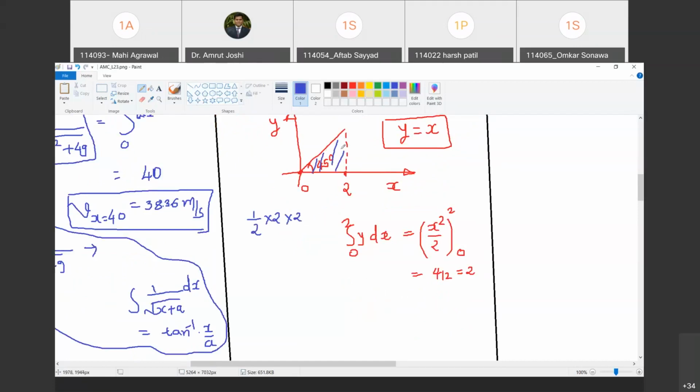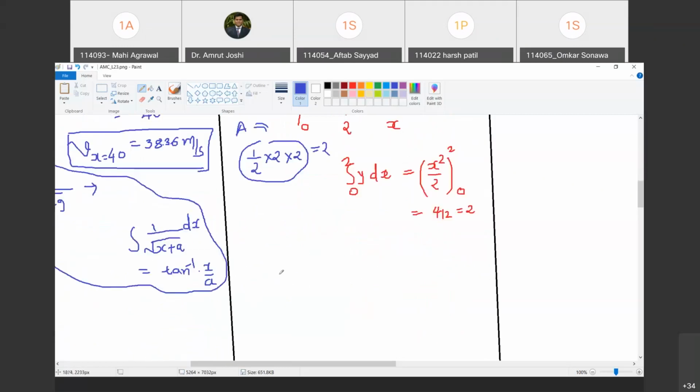Because this side is also 2. Do you agree with me? It is a 45 degree line, so if this is 2, then this side is also 2. So half into 2 into 2 is how much? 2. So the area under this curve from x equal to 0 to 2 is how much? 2. And what is the integration of y from 0 to 2? It is also 2. Are you with me? Yes, sir. First observation. Second observation.